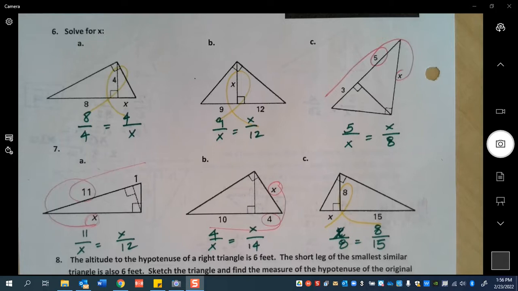6C, 7A and B. Use our theorem that talks about the ratio between the hypotenuse and long leg of the big triangle to each of the small and medium triangles. X is the geometric mean between the piece that it's touching and the whole.